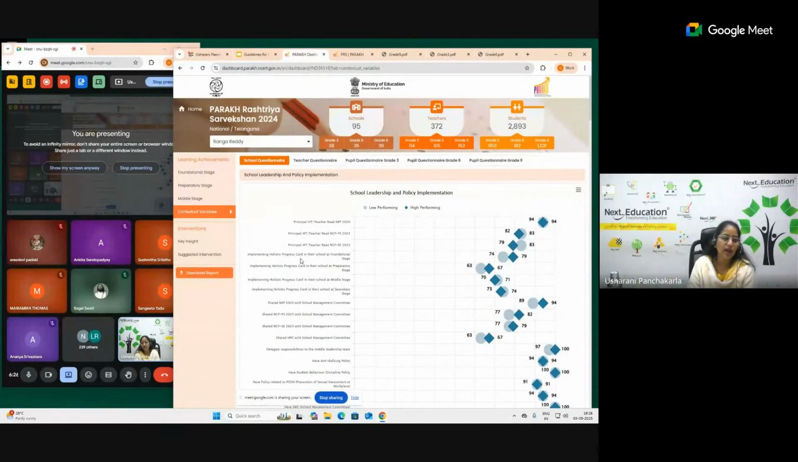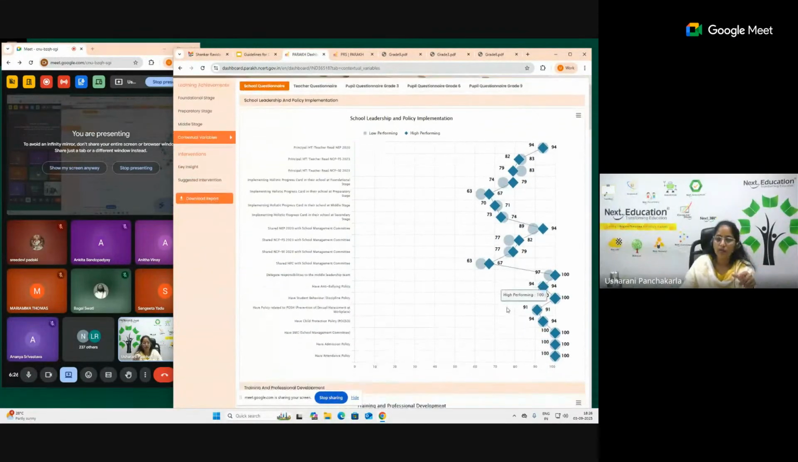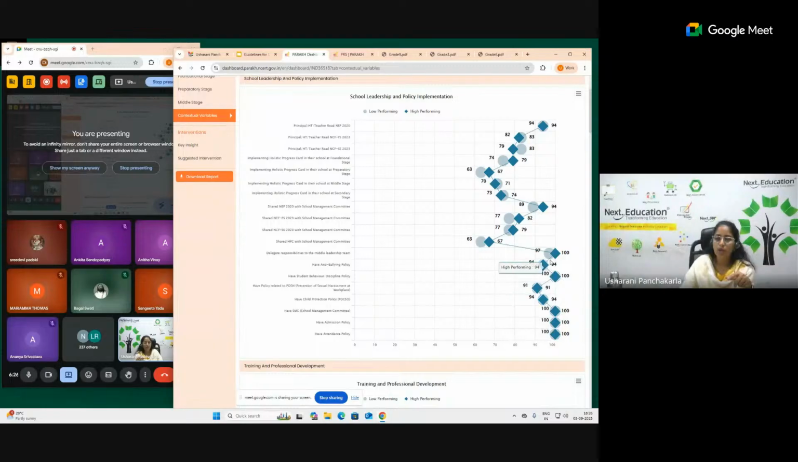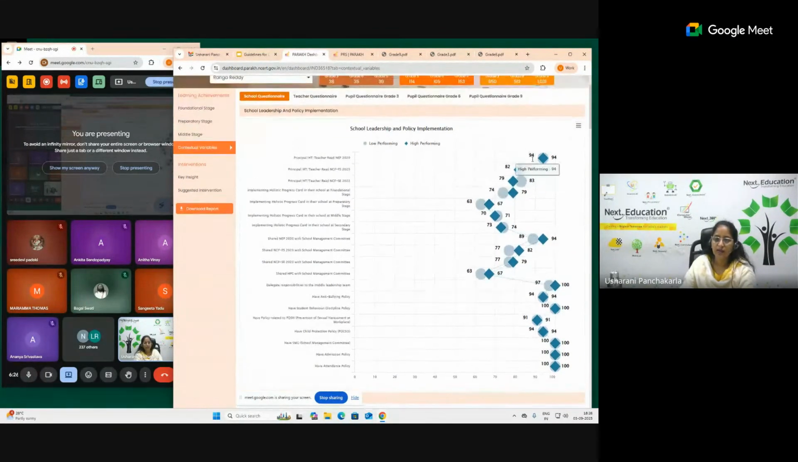These three data, the pupil questionnaire, the school questionnaire, and the teacher questionnaire, alongside the achievement test, have been connected, and from there this information has been captured. So based on that, we will be able to see where the low performing and the high performing schools have been standing across. This is what you can see with respect to only that.